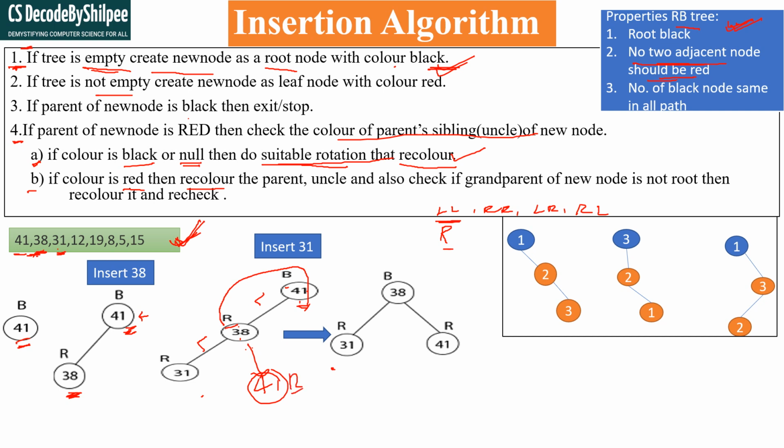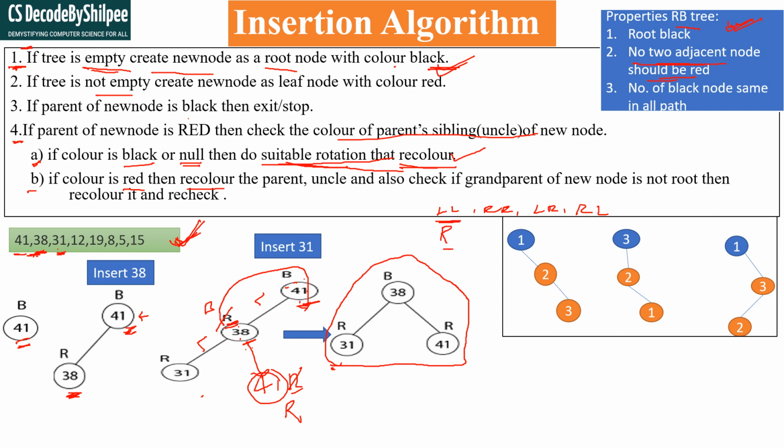But this is again violating the property of two adjacent reds. So here it is saying that you have to perform suitable rotation as well as recolor. And for recolor, which nodes will you recolor? In this situation, you are performing rotation between 38 and 41, so you just swap the colors of 38 and 41. Now 38 becomes black and 41 becomes red, and afterward you get this final tree. So I hope you understood.